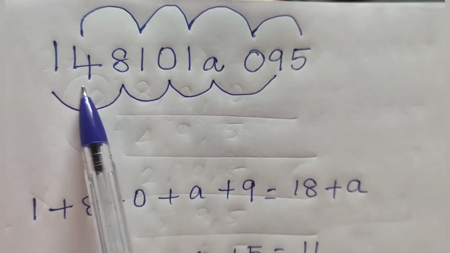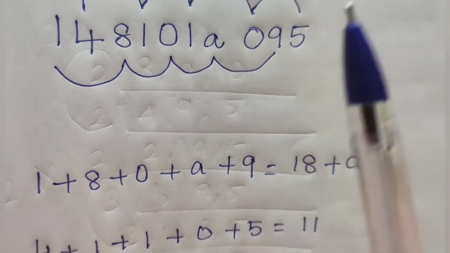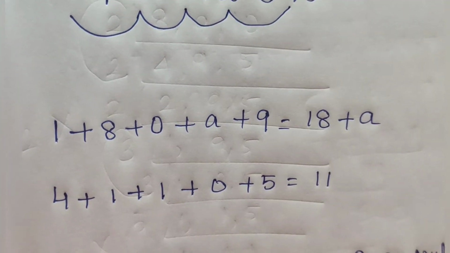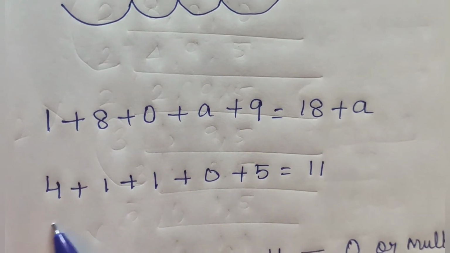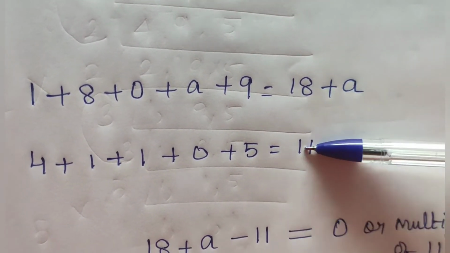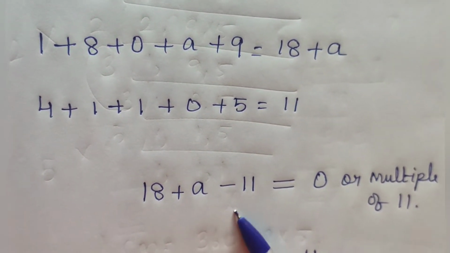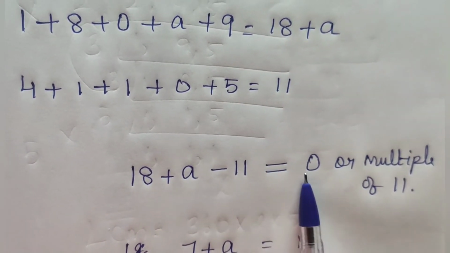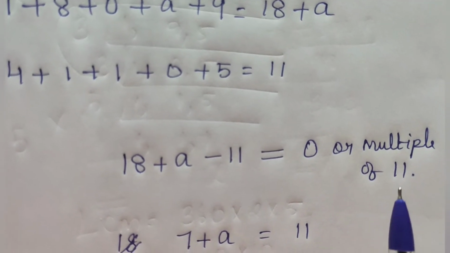Now take digits in the even place. 4 plus 1 plus 1 plus 0 plus 5. I get 11. And after taking the sum of the digits in the odd place and the even place, you find their difference. 18 plus A minus 11. The difference must be either 0 or a multiple of 11.